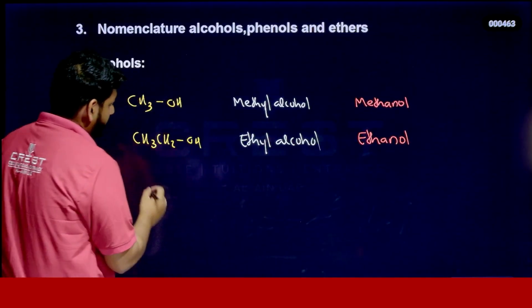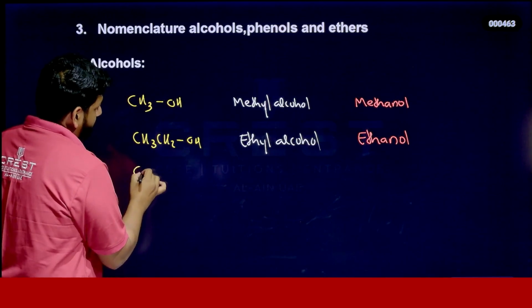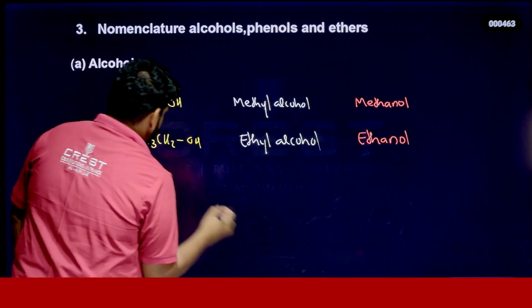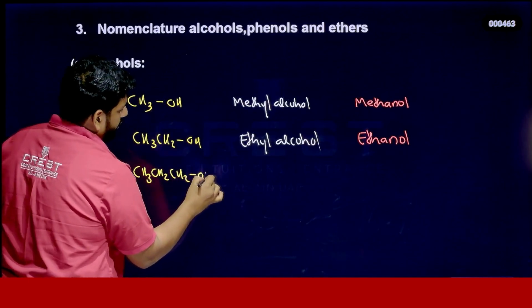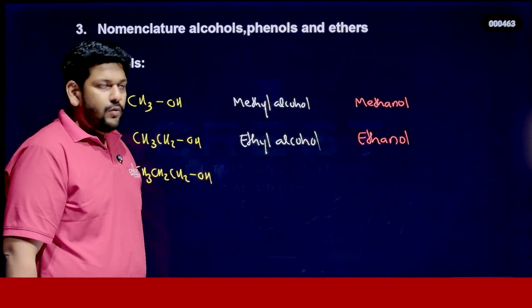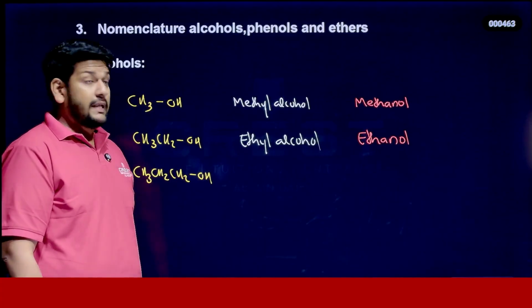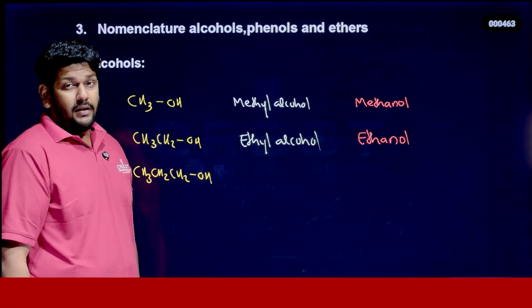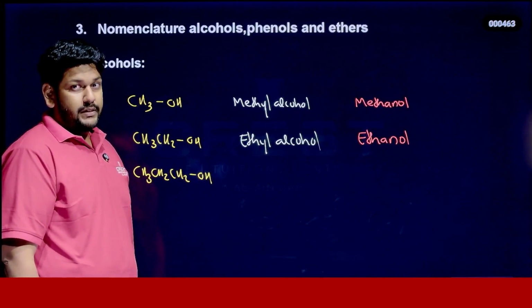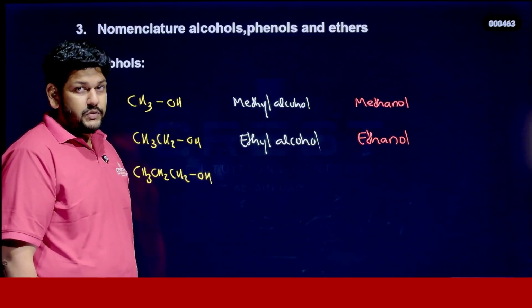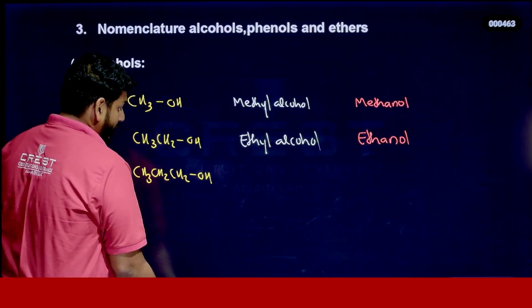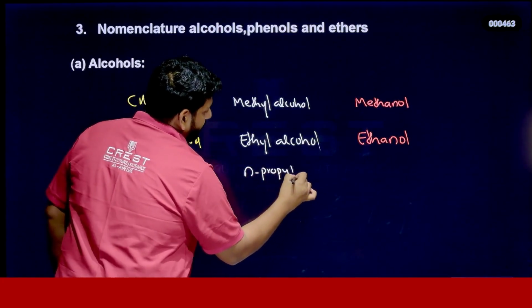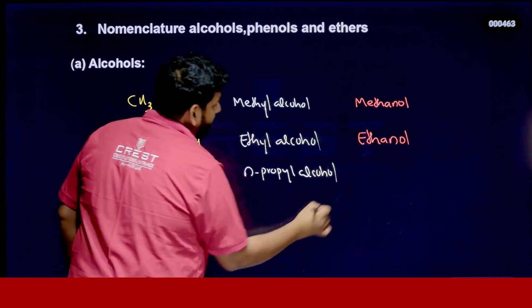From here onwards it's very interesting. Here it is CH3CH2CH2OH. Let me know its IUPAC name. Before that, the common name. You say it's propyl alcohol, right? But there is some mistake. Look here, the exact name is N-propyl alcohol. This is correct.